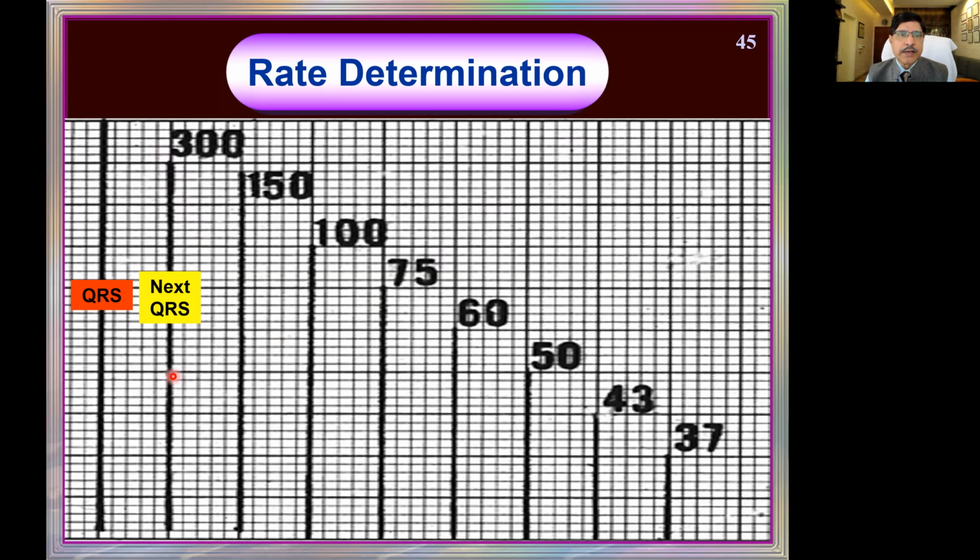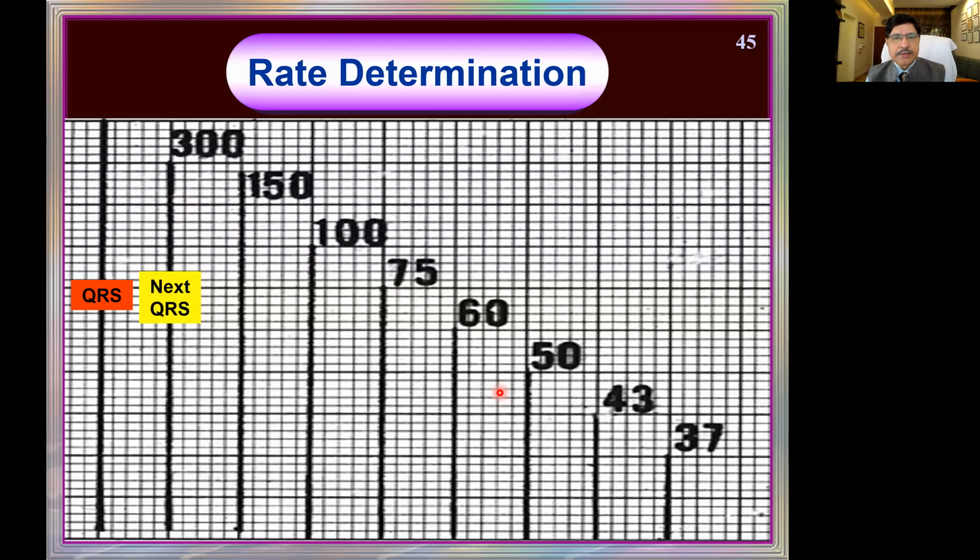Okay. So this line is 300, this line is 150, this line is 100, 75, 60, 50. I explained why they are so. For example, the 60 line I am taking here. How much time is this RR interval taking? 1, 2, 3, 4, 5. 5 into 0.2, each big square is 0.2 seconds. 5 into 0.2 is 1 second. 60 seconds is 1 minute. 60 divided by 1 second is equal to 60. So that is how we have labeled the lines.